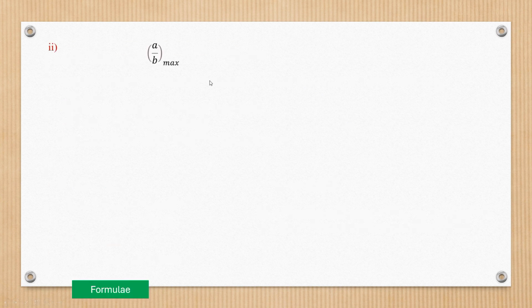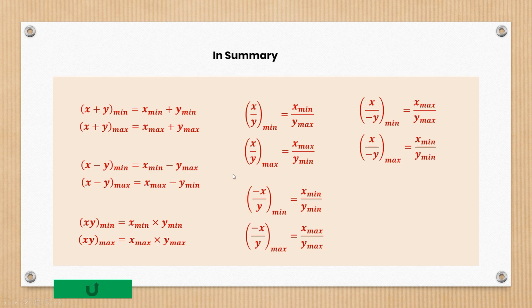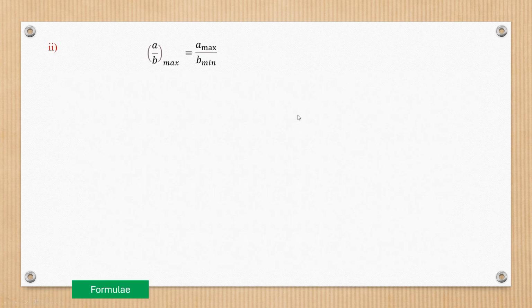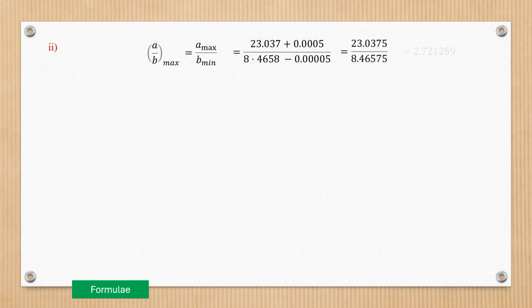So now when we find the maximum in positive quotients, we're going to remember and look back to the formula. Remember that when we're looking for the maximum value, we shall have it as x max over y min. Now in this case where we have a and b, that means we shall have a max over b min, which shall be 23.037 plus 0.005, and then 8.4658 minus 0.0005, of which I'll have 2.721259.